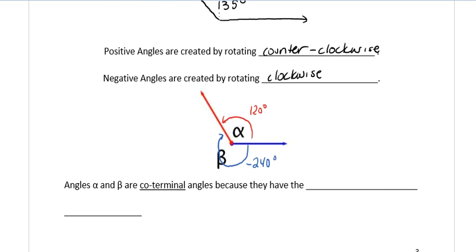Alpha and beta are what are called coterminal angles because they have the same initial ray and the same terminal ray.